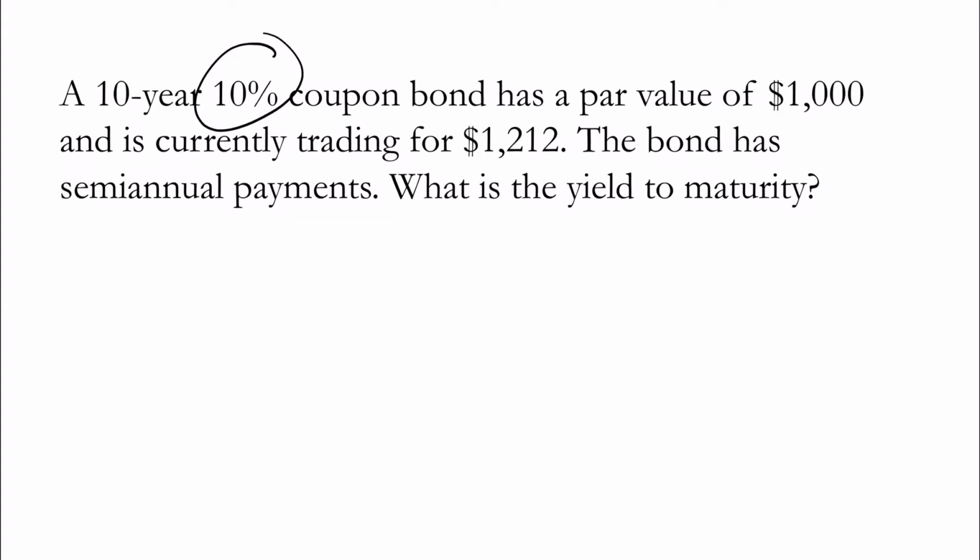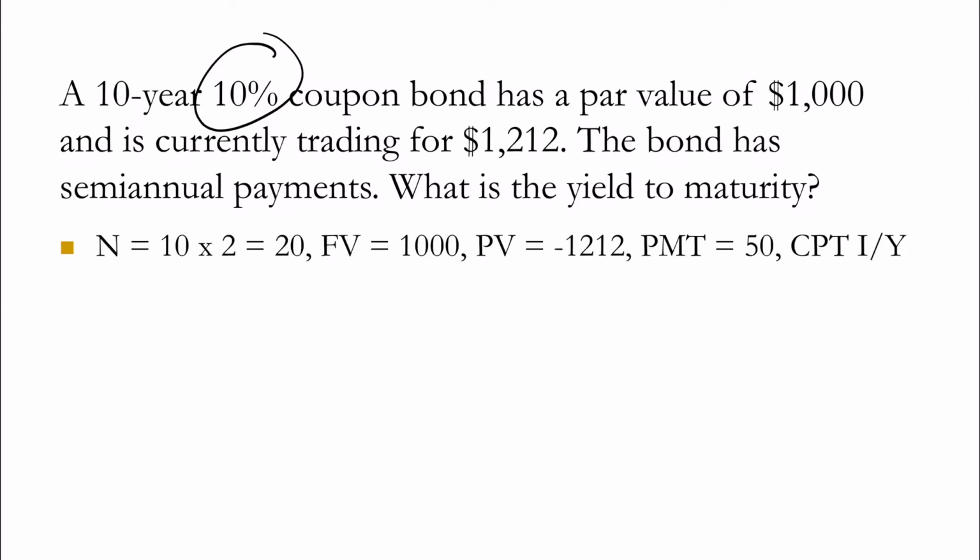The price of my bond has now gone up. We already have an idea as to what type of answer we should get for this particular problem. So the bond here has semi-annual payments. What is the yield to maturity? If it is a 10-year bond, we know that 10 times 2 would be 20 total periods. The future value is the $1,000 lump sum amount that I receive at maturity.